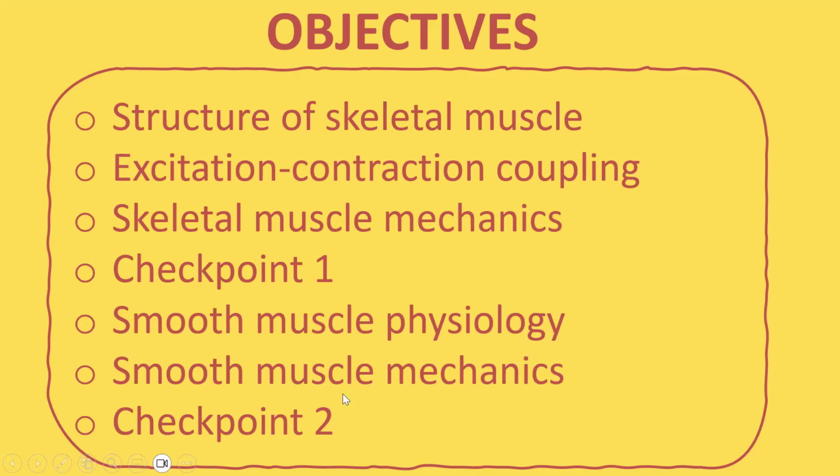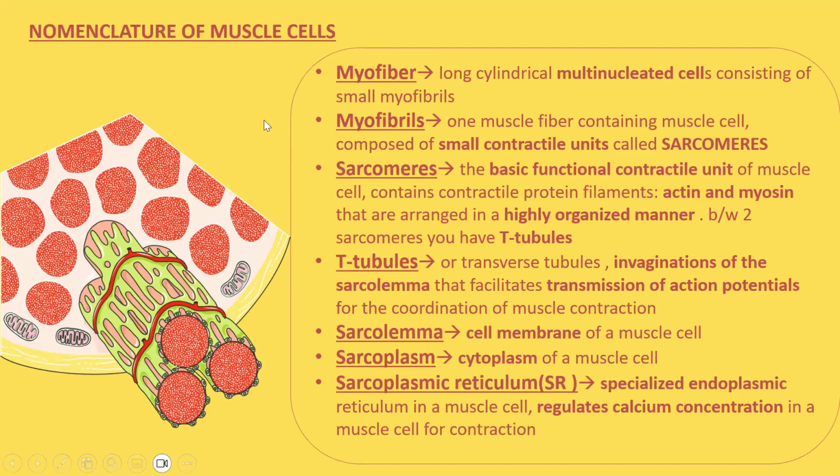Okay, so let's talk about the structure of a muscle first. We have something called a myofiber, which is basically the muscle itself. And then this myofiber is made out of many small myofibrils. So fibrils is like a tiny fiber, and these small circles is basically a myofibril. This is a myofibril, this is a myofibril, this is a myofibril.